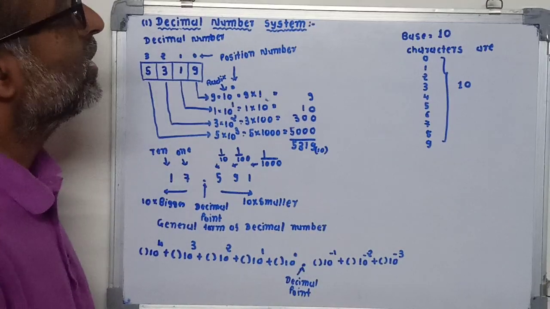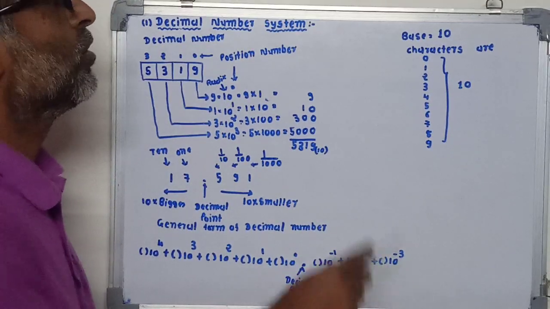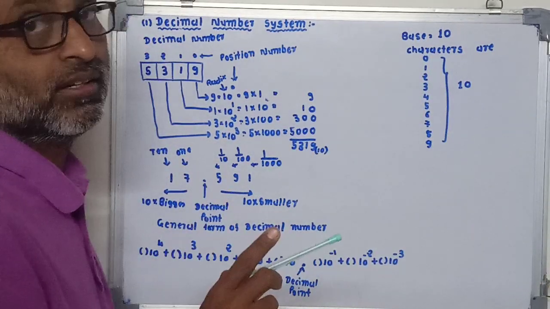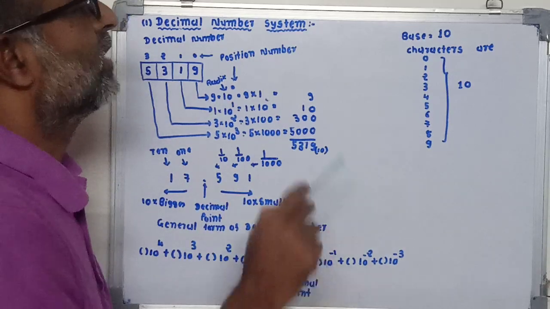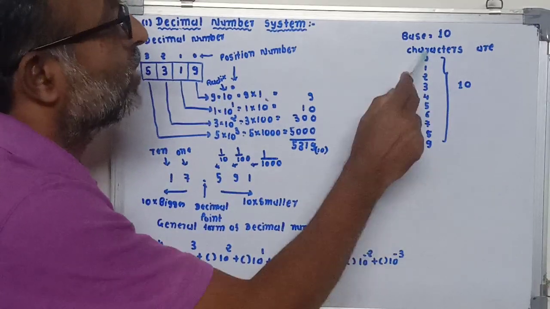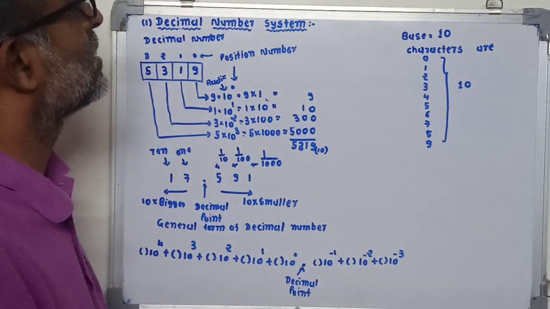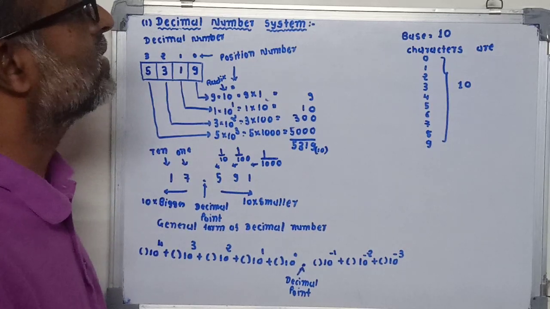So the numbers are from 0 to 9, but the characters are 10, because 0 is also one character. That means 0 is taken as a one digit or character. That means 10 characters, numbers 0 to 9. So that's why this number system has 10 characters and its base or radix is 10.